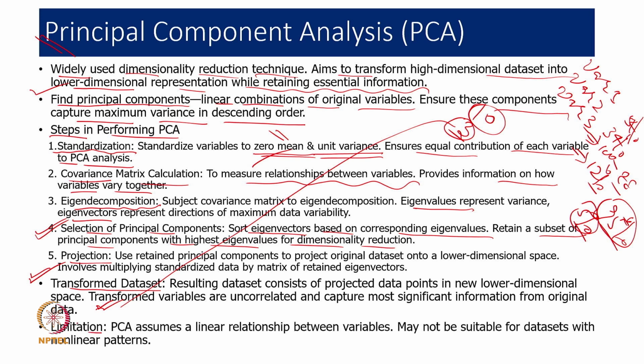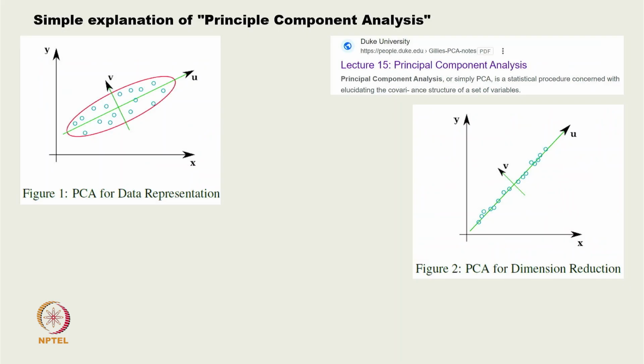So what is the major limitation of PCA? It is basically for linear relations. For non-linear relations it will not work. That's why I say it may not be suitable for a data set with non-linear patterns. So this is one of the limitations.